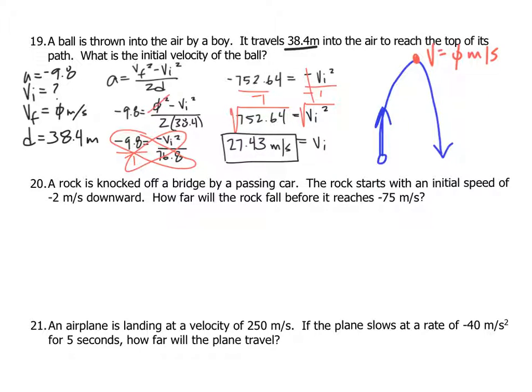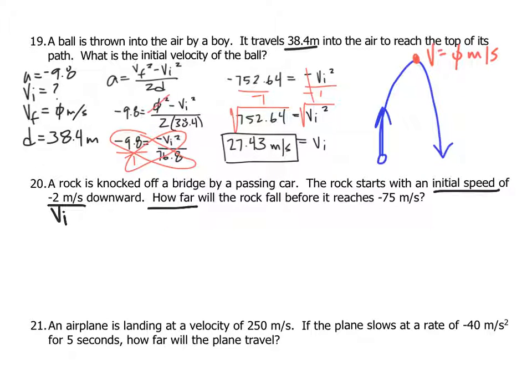Okay, let's look at 20. It says a rock is knocked off a bridge by a passing car. The rock starts with an initial speed of negative 2 meters per second downward. How far will the rock fall before it reaches a negative 75 meters per second? Okay, so what does it tell me? Let's see. It says it starts with an initial speed of negative 2, so it tells me VI.